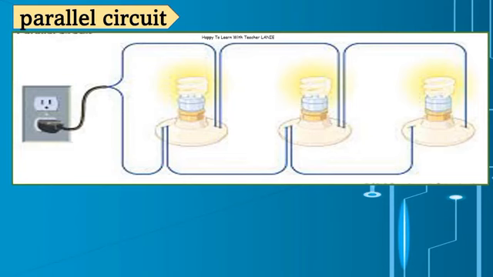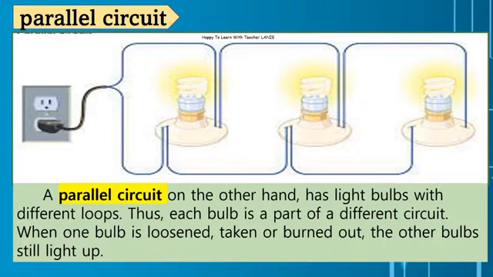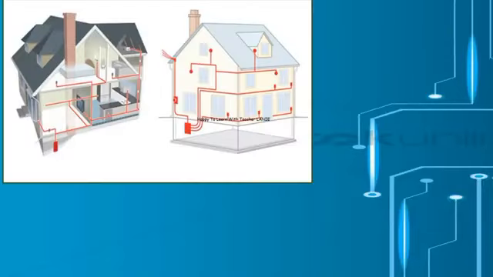Parallel circuits. A parallel circuit, on the other hand, has light bulbs with different loops. Thus, each bulb is a part of different circuits. When one bulb is loosened, taken, or burned out, the other bulbs still light up. This is because each bulb has its own pathway. A break in one pathway does not make all the lights go out, because electricity can still flow through the other pathways. What kind of circuit do you have at home?